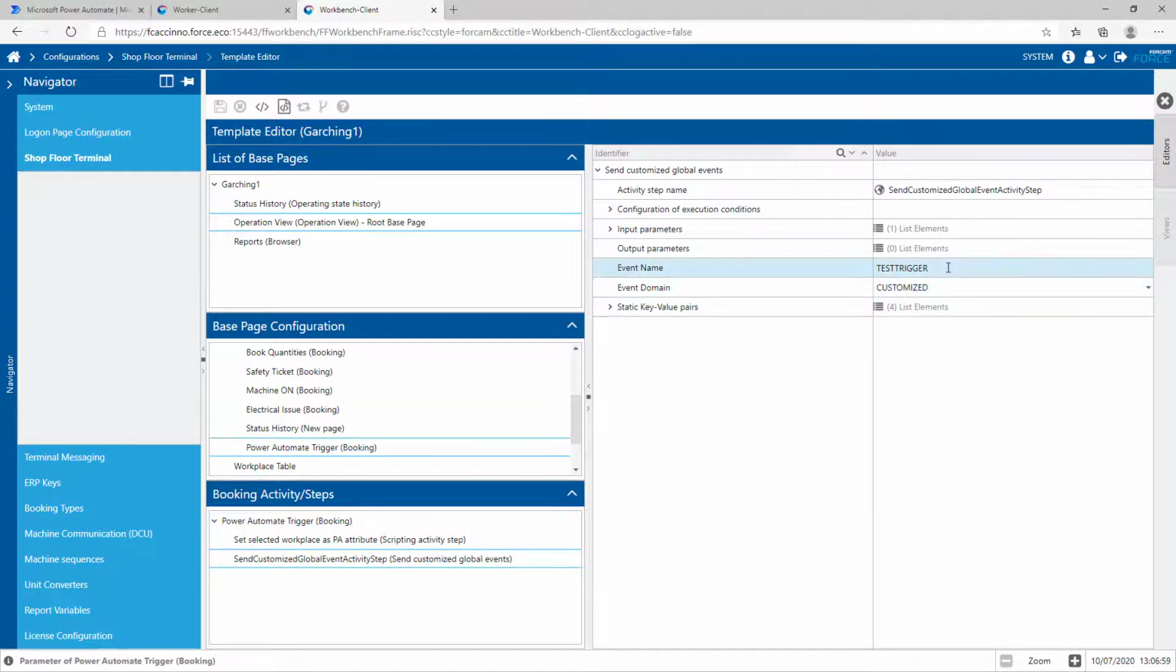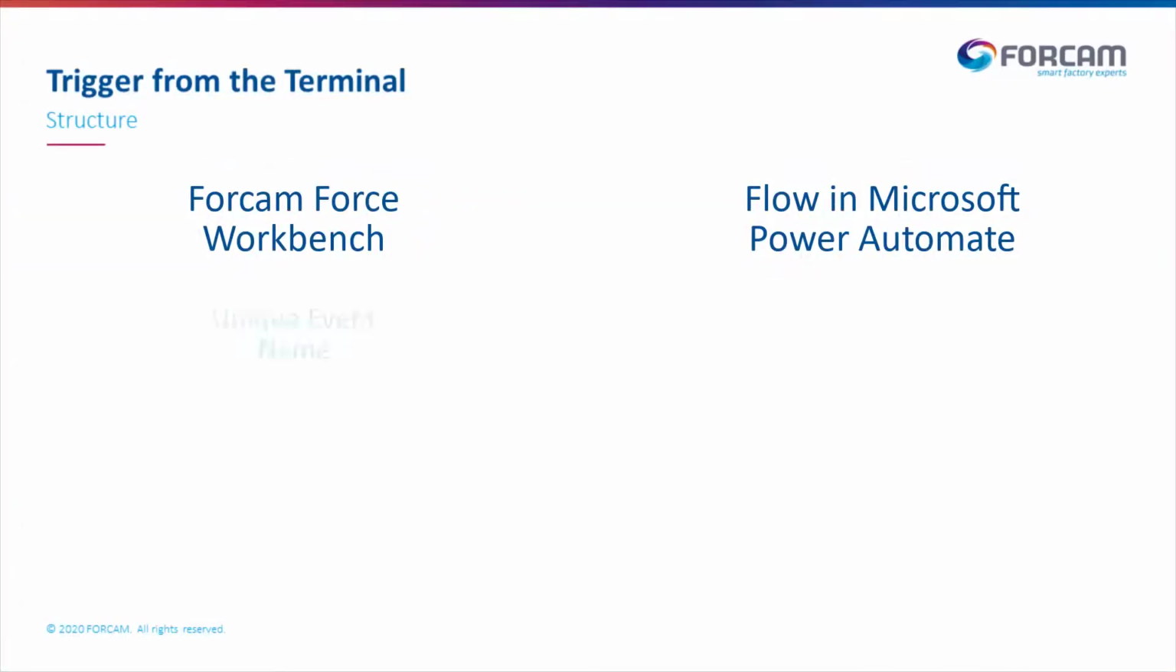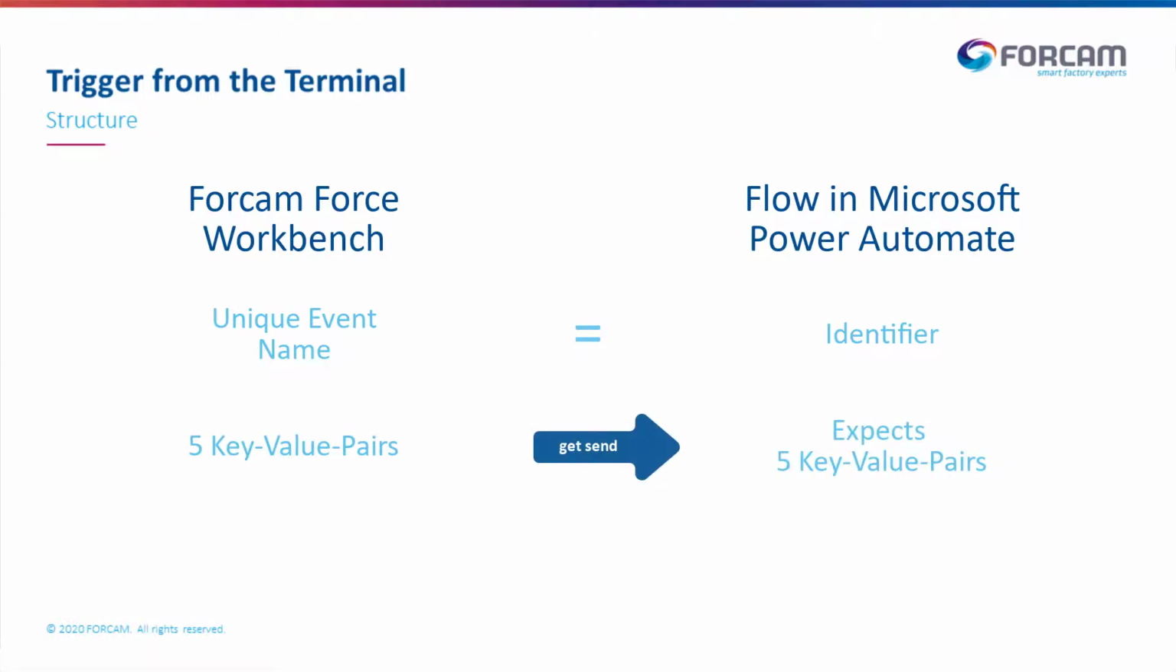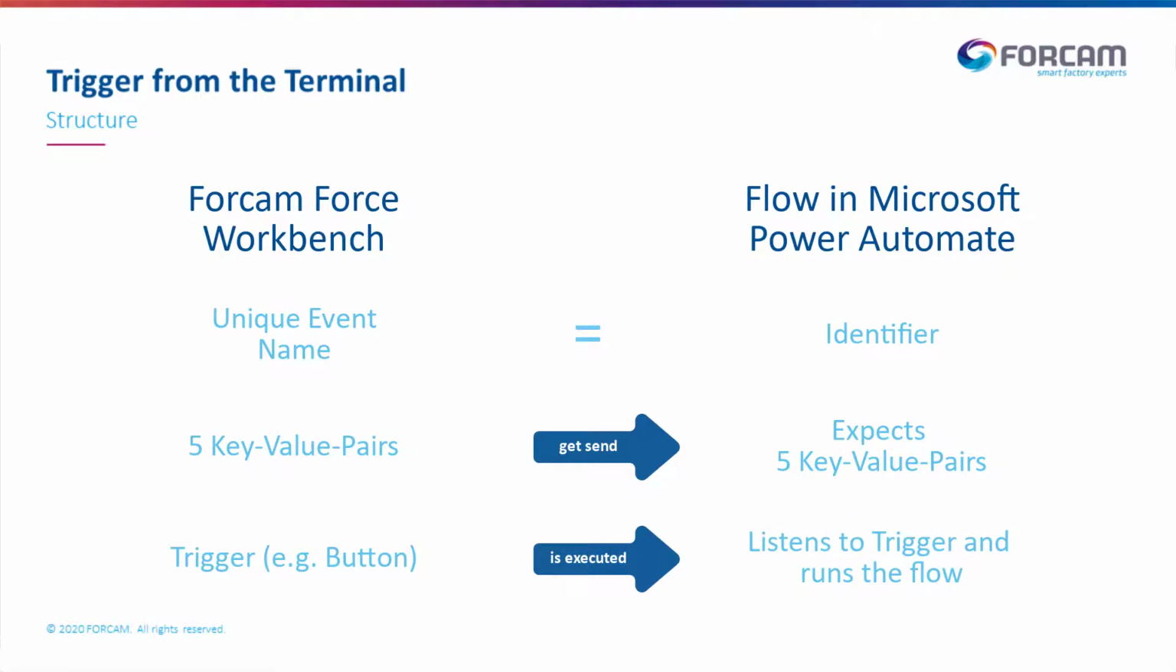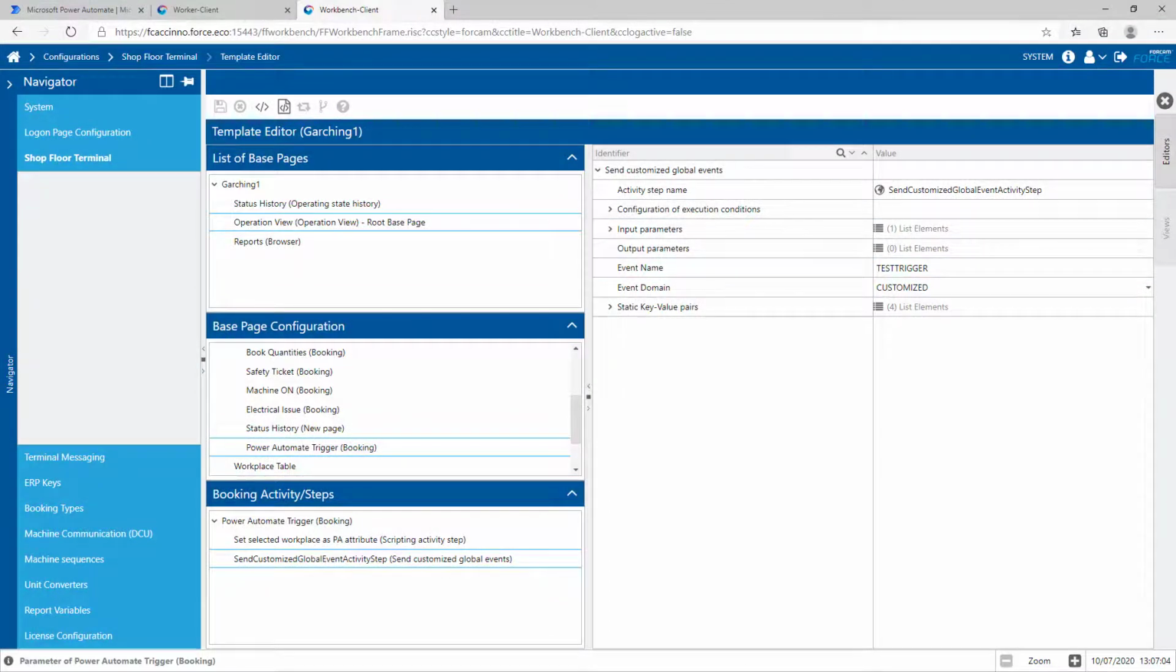This activity step or event must have a unique name, and this name is used as the identifier in Microsoft Power Automate. In the workbench, we define 5 key value pairs that are necessary, and in Power Automate, we define a flow that is executed on a custom action that listens to the defined trigger name and expects exactly these 5 key value pairs, even if they are empty.